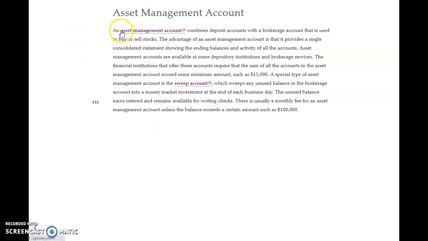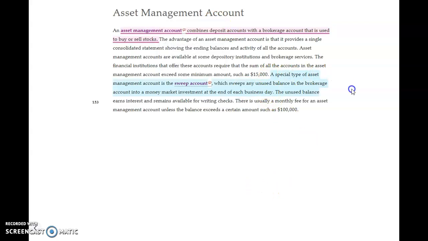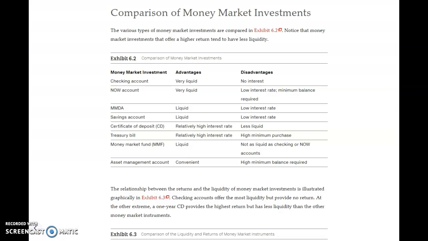Asset management account. This combines deposit accounts with a brokerage account that is used to buy and sell stocks. So again, if that's something of interest to you, check it out in your future. You're probably not there yet. You might hear the term sweep account, which is an asset management account that sweeps any unused balance in your brokerage account into a money market investment at the end of each business day. So some people like to do that if they have quite a bit of money.